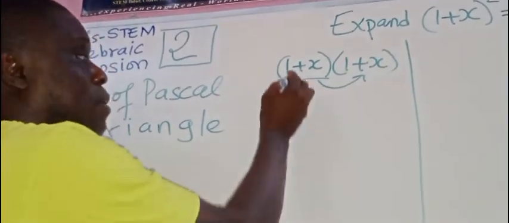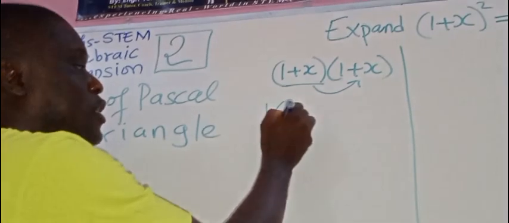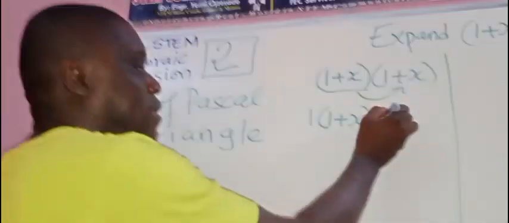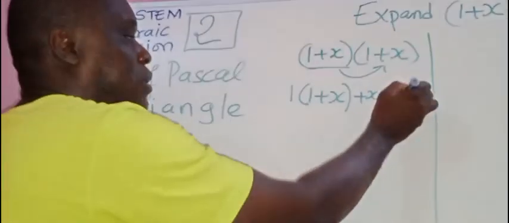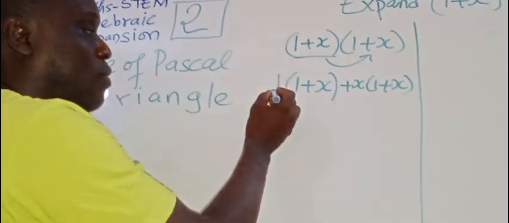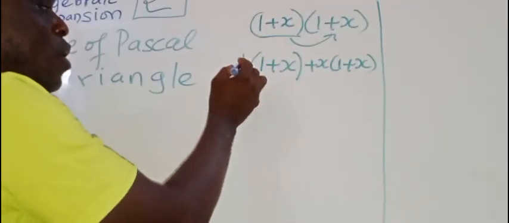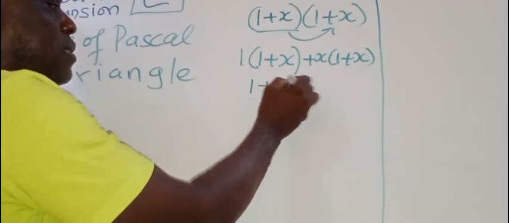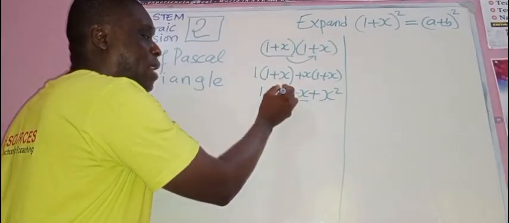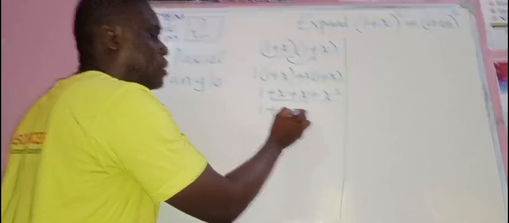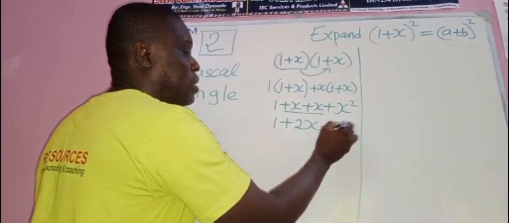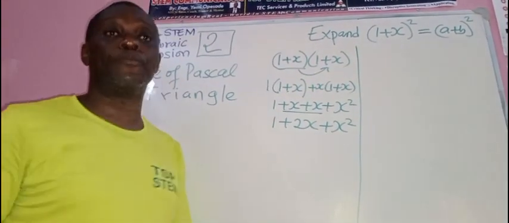Meaning you pick 1 into 1 plus x, then you pick this x into 1 plus x. Is that so? Then let's open the bracket. 1 times 1 is 1. 1 times x is x. Plus x times 1, plus this x squared. 1x plus 1x will be 2x. Then plus x squared. Is that so?